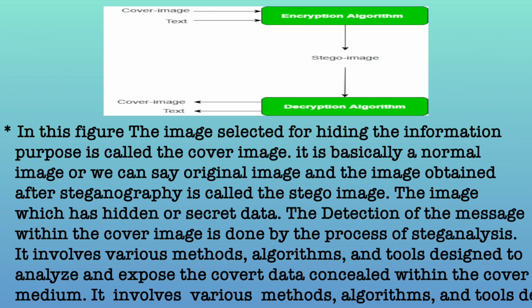In this figure, the image selected for hiding the information is called the cover image. It is basically a normal or original image, and the image obtained after steganography is called the stego image. The image which has hidden or secret data. The detection of the message within the cover image is done by the process of steganalysis.